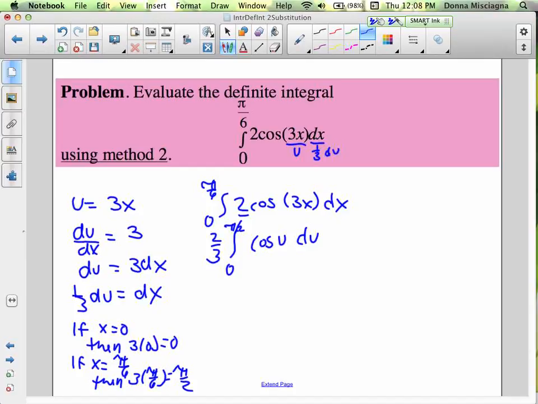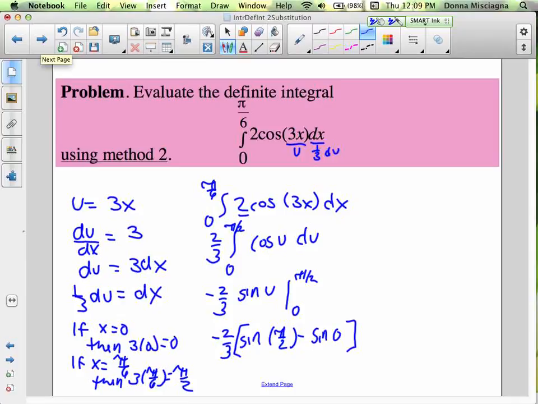Everyone good? All right, so now we evaluate, we're still going to get the same thing. It's going to have negative 2/3. It's going to be sine u, but we're not going to substitute back. We're going to evaluate that from 0 to pi/2. So we have negative 2/3 sine pi/2 minus, I'll distribute at the end, but it's really not going to make a difference, sine 0.